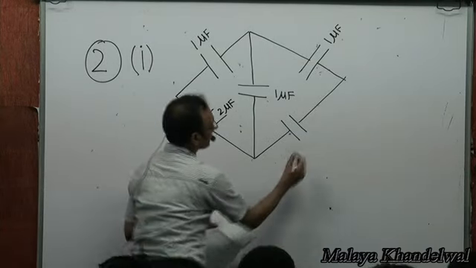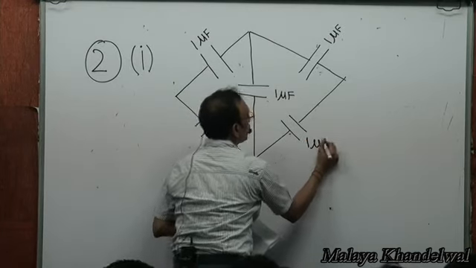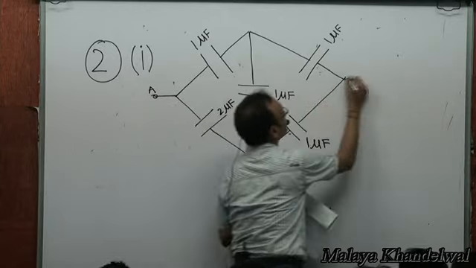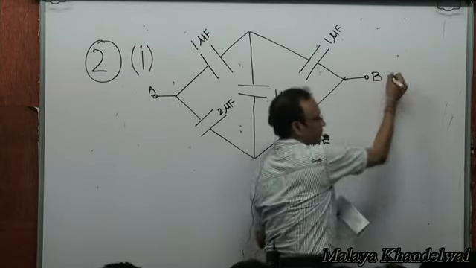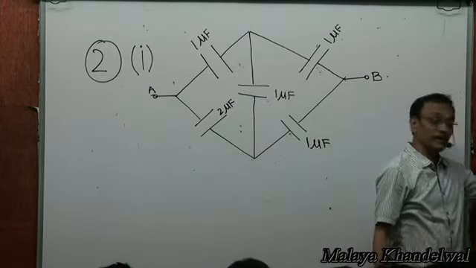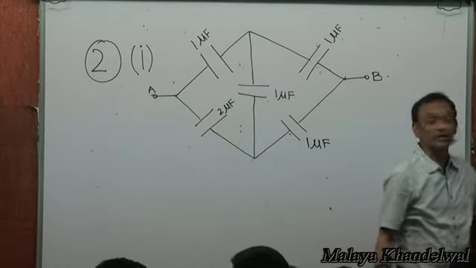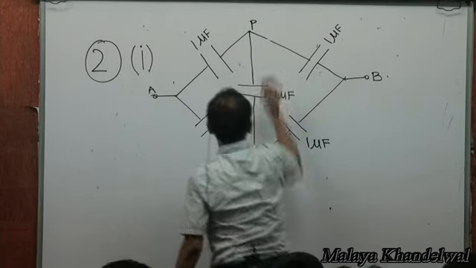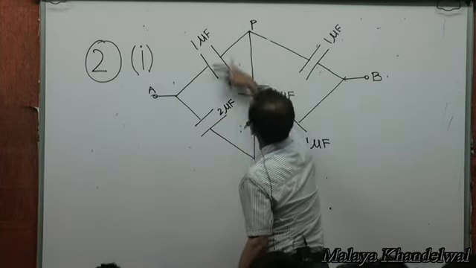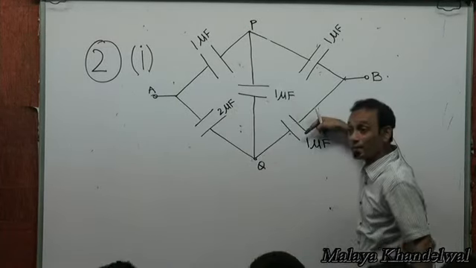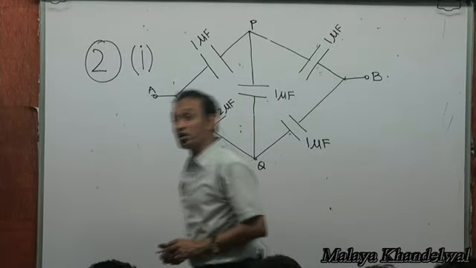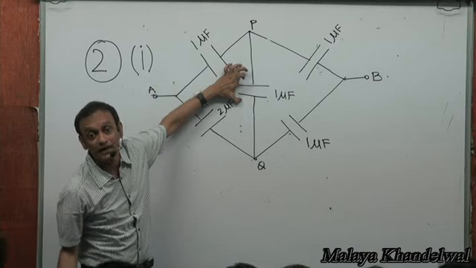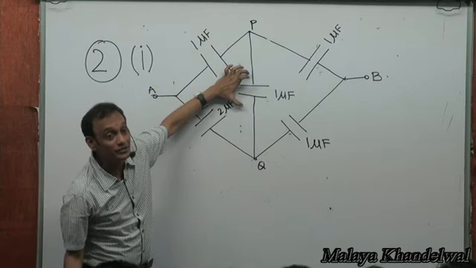Right. I now want to be able to find equivalent capacitance of this network between points A and B. Realize that P and Q are not at the same potential. Why? Because 1 by 2 is not the same as 1 by 1. So it's not a balanced Wheatstone bridge. So then this capacitance has an active role to play. I cannot forget all about it, right?